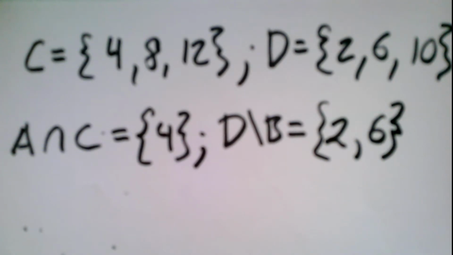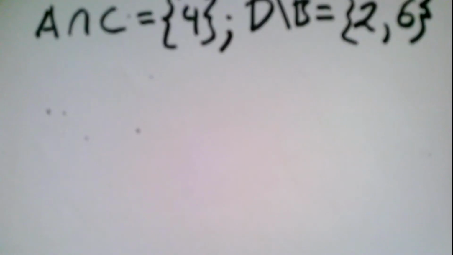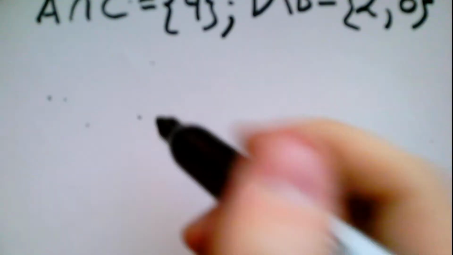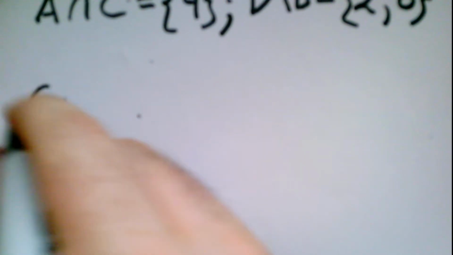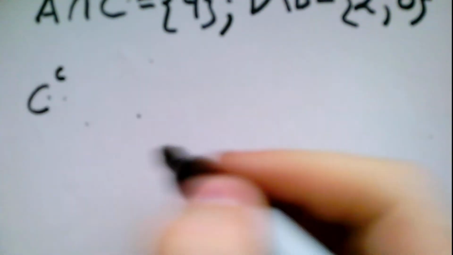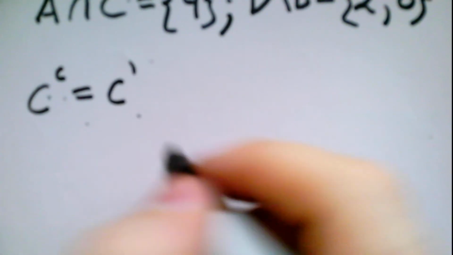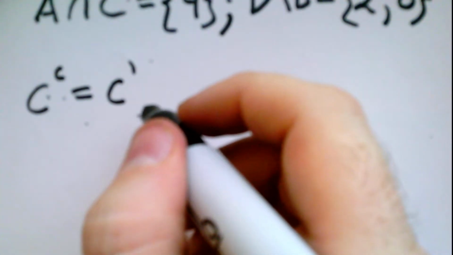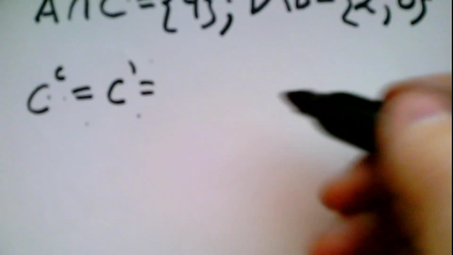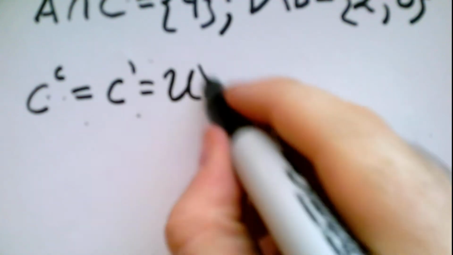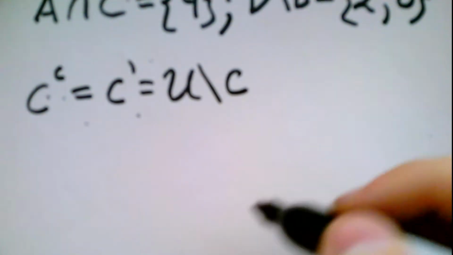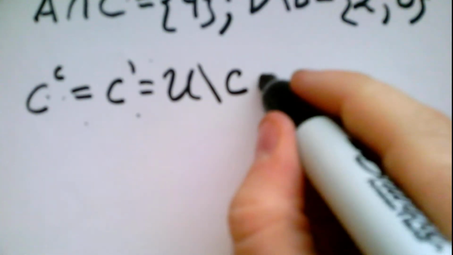So let's see, we have our intersections, we have our unions, we have our set subtractions, we talked about the empty set. Let's work on complements now. So let's say, what is C complement? Sometimes written with a superscript C like that, or sometimes written with a prime. Both of these mean complement, depending on the textbook you're working out of. Okay, so the complement is everything that's in U minus everything that's in C. This is the definition.